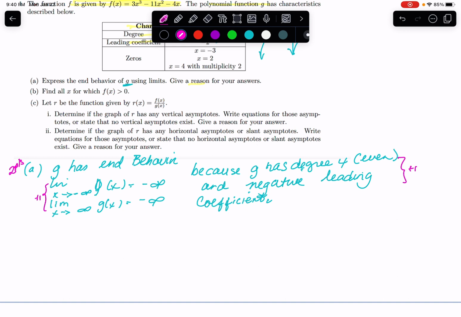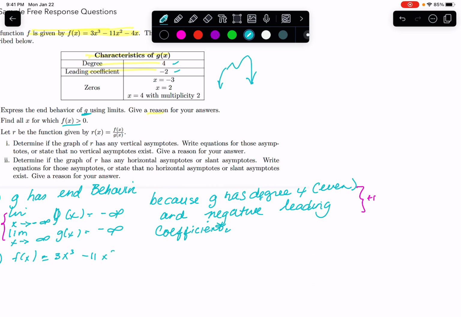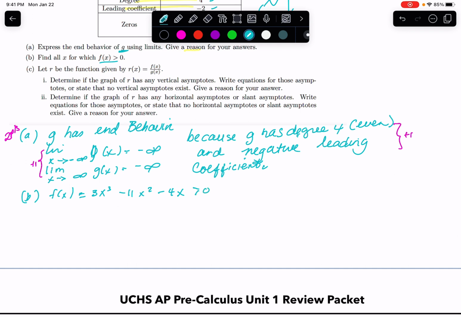Okay, let's go to B. It says, find all x for which f of x is greater than 0. So now we're looking at the function f. So let's rewrite it down here so we have it next to us. f of x is 3x cubed minus 11x squared minus 4x. Okay, and so it wants to know, this is an inequality, it wants to know when that is greater than 0. And so we are going to have to do a simple graph, a sign chart, and say what's going on with it.